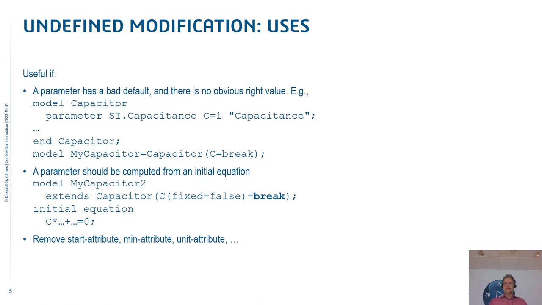And let's first see what is the use of this undefined modification. The first is, as previously, you have a parameter that has a bad default and there's no obvious right value. The capacitance, it shouldn't be 1, but what should it be? So you set it equal to break. And the second similar one is when it should be computed from an initial equation. So it shouldn't have a value, and you should use fixed equals false to indicate that it should be computed from an initial equation. And you can also use break to remove start attributes, min attributes, unit attributes, etc.